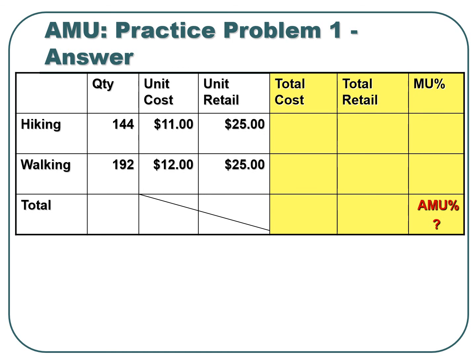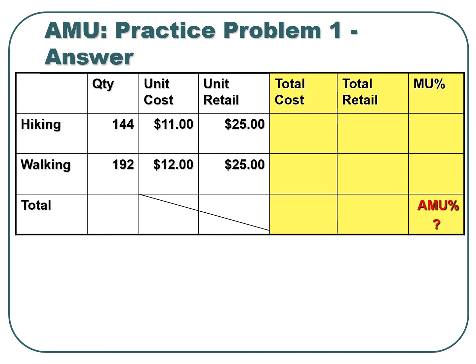Alright, let's take a look at the answer together. Okay, let's first see how we set up the problem. The problem said that we had 144 hiking shorts from the first vendor. The unit cost was $11 and the unit retail was $25. And from the second supplier, we bought walking shorts, 192 of them, at a unit cost of $12, and we're going to sell them at $25. Okay, so we've got the quantity, unit cost, and unit retail columns completed.